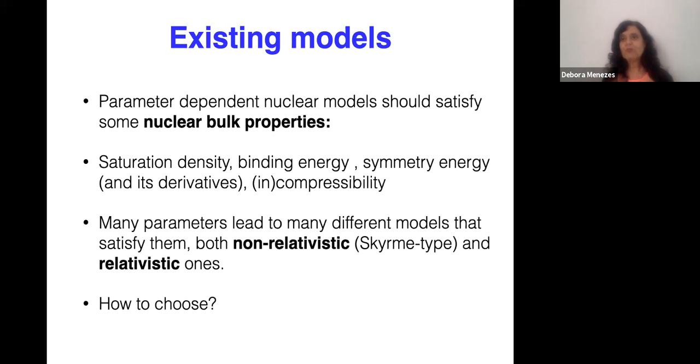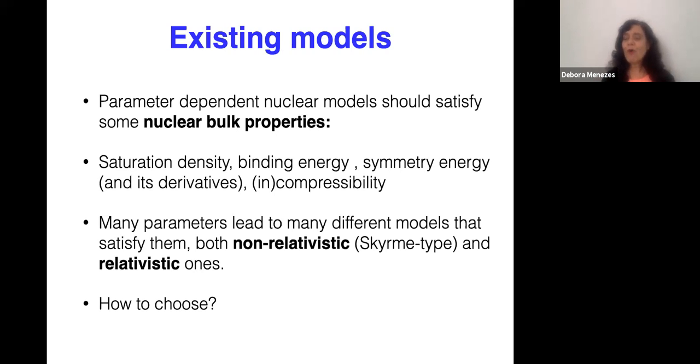So first of all, let's choose an appropriate equation of state. The existing models are all parameter dependent. You remember the liquid drop model or the Bethe-Weizsäcker mass formula? There are many parameters. All those parameter-dependent nuclear models have to describe some nuclear physics, which we call nuclear bulk properties, and they are saturation density, binding energy, symmetry energy, and also its derivatives, and incompressibility.